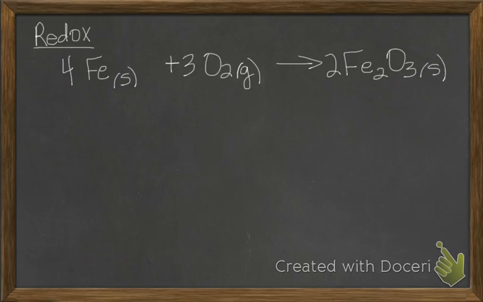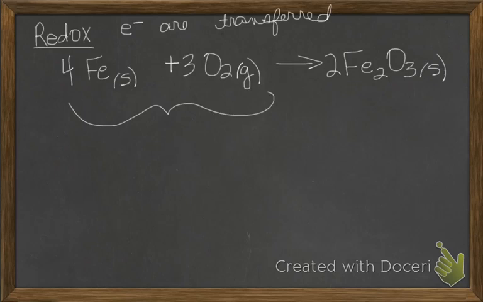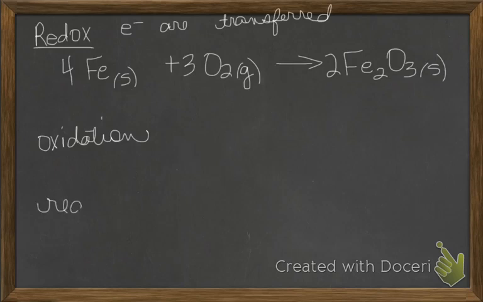In a redox equation, electrons are transferred. When electrons are being transferred, things start off on the reactant side of the equation with one charge, and they end up on the product side with a different charge. In a redox reaction, you will have oxidation and reduction.